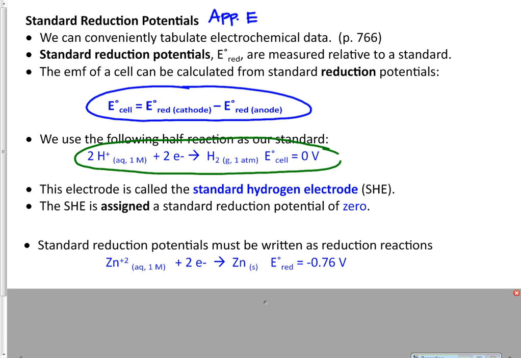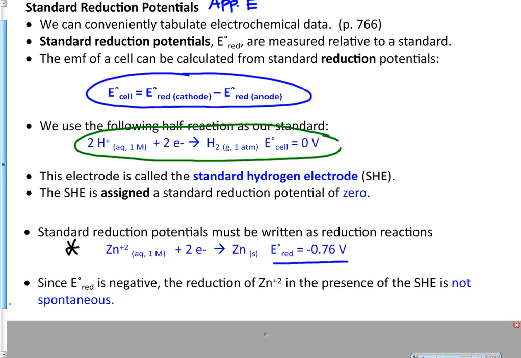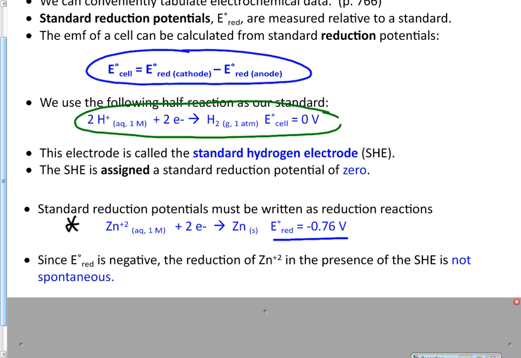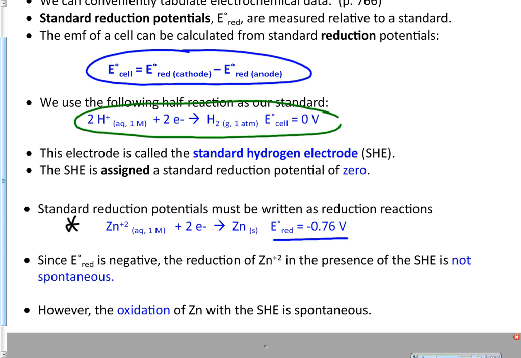You'll notice that everything is written as a reduction. Looking at this equation with zinc, you'll see that zinc ion plus 2 electrons makes zinc solid. When electrons are gained, that is reduction, and it has a value of negative 0.76 volts. Because that reduction value is negative, the reduction of zinc as compared to the standard hydrogen electrode is not spontaneous at all, but the oxidation of zinc would be. So this is telling you that zinc is more likely to be oxidized by hydrogen than it is to be reduced.